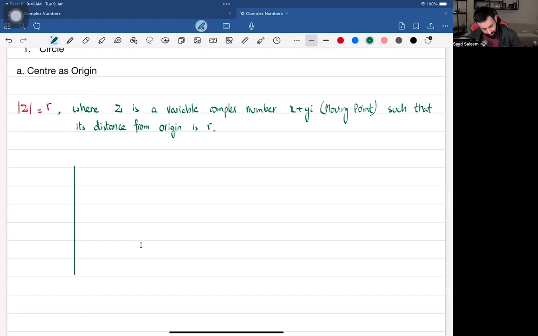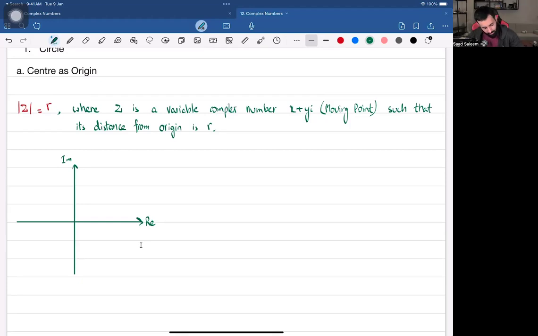We don't know exactly what it is, okay, but I want you to mark all the possible places where its distance from the origin is equal to r, where r can be any constant. Since r is a value, it can be any number. Hypothetically speaking, let's say it's 2.